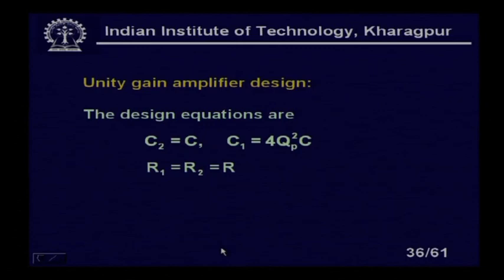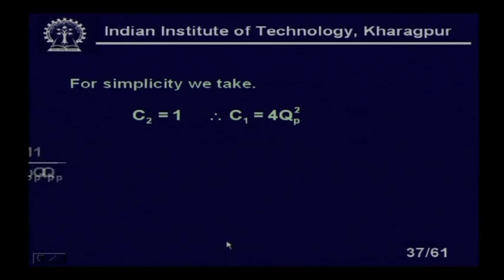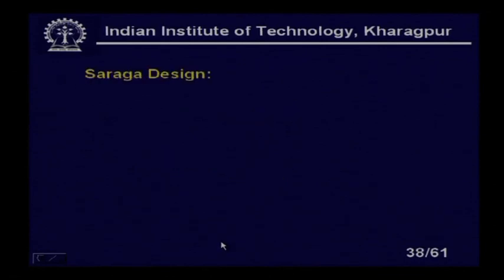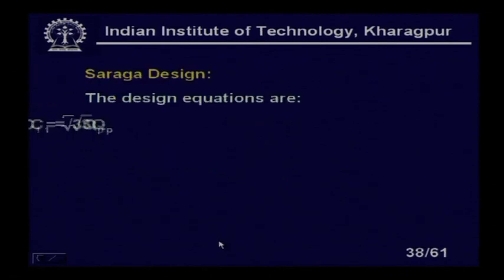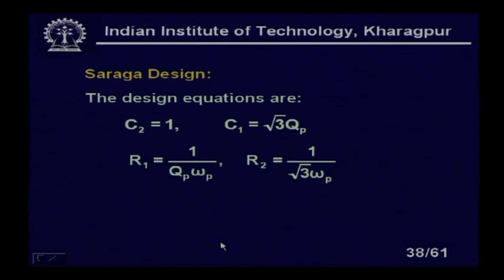R1 equal to R2 equal to R, and CR equal to 1 upon 2 omega p Q p. For simplicity we take C2 equal to 1, C1 equal to 4 Q p square, R1 R2 equal to 1 upon 2 omega p by Q p, and the surrogate design you see here. The design equations are C2 equal to 1, C1 equal to root 3 Q p, and R1 equal to 1 upon Q p omega p, R2 equal to 1 upon root 3 omega p. So, small k equal to always 4 by 3, which is 1 plus R2 by R1, right.